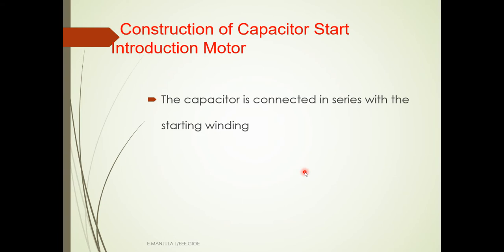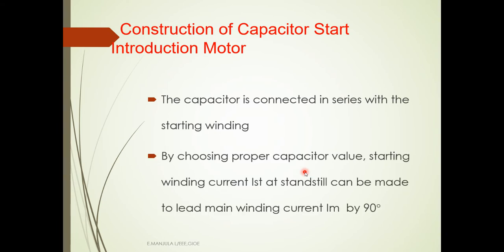In the capacitor start induction motor, the capacitor is connected in series with the starting winding. By choosing a proper capacitor value, the starting winding current I_st at standstill can be made to lead the main winding current, that is I_m, by 90 degrees.